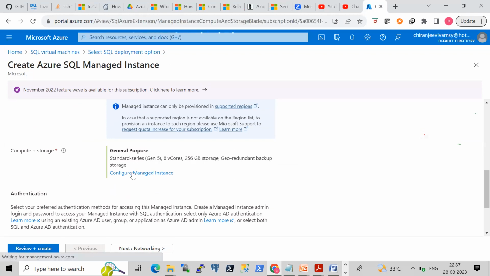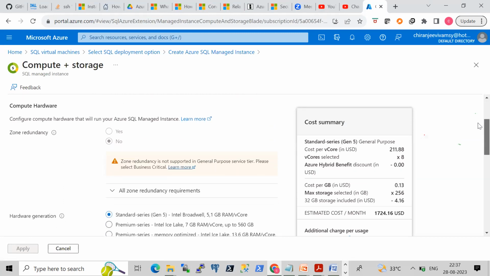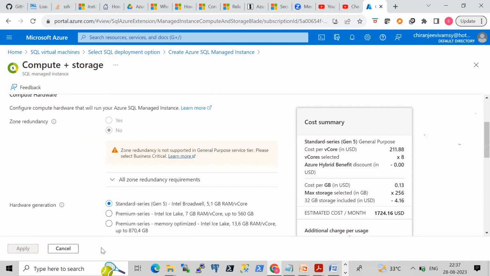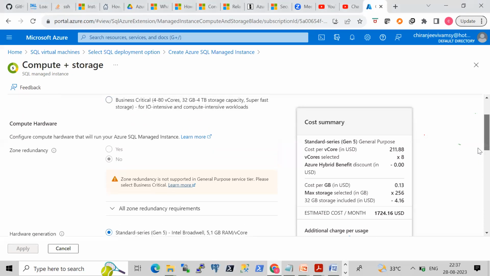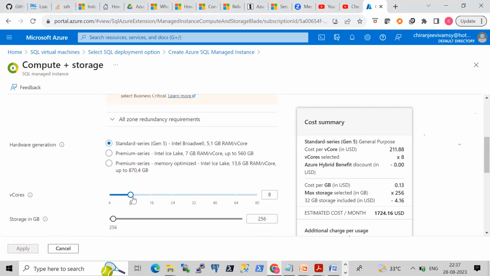Let's click on configure managed instance. We'll talk about this now. See the bill I'm getting, guys. Per month I need to pay 1724 US dollars. That is for 8 cores. Even if I get it down to 4 vCores, see this, 876. Even if I reduce the size, going with 32 GB, there will not be much difference because storage is very cheap. Even if you go with 256, it will not be that high.